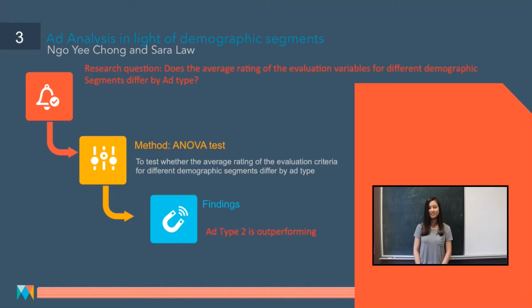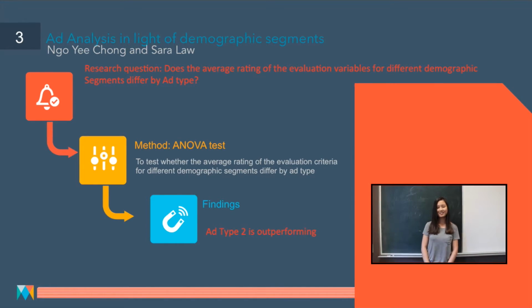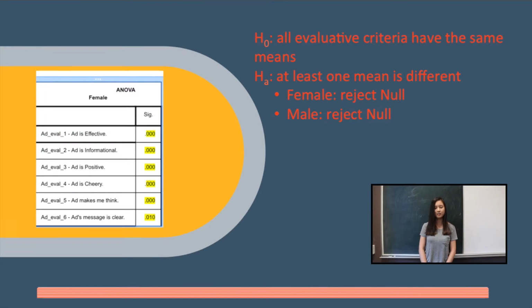Therefore, in this session, we are going to focus on analyzing ad type 2 evaluations against ad type 1 and 3 across different demographic groups. For the sex analysis across the female population, we found that every evaluative criteria had a statistically different mean between ad types, while across the male population, "ad message is clear" is excluded. Both female and male rated ad type 2 the highest effectiveness. Ad type 2 also scored the highest means in every evaluative criteria out of any ad type.